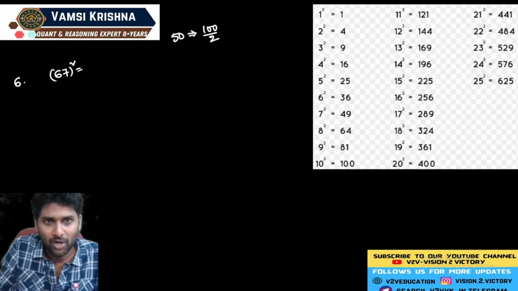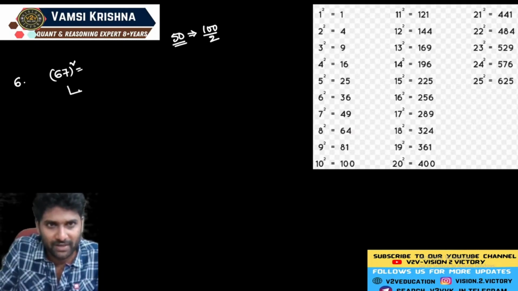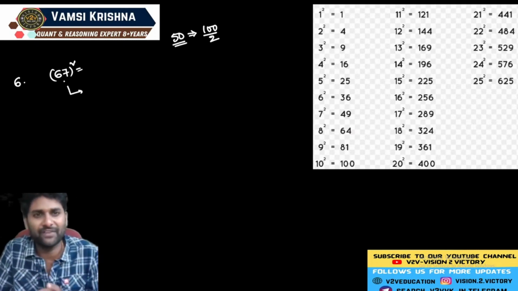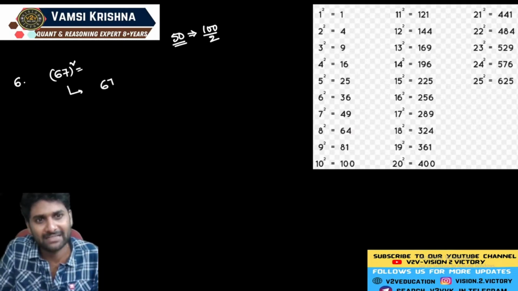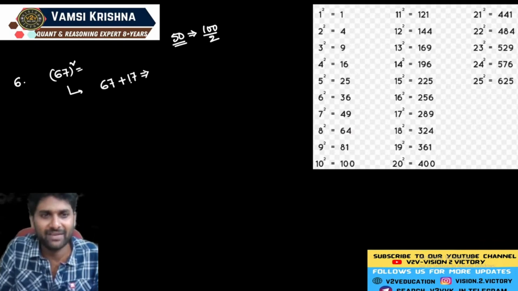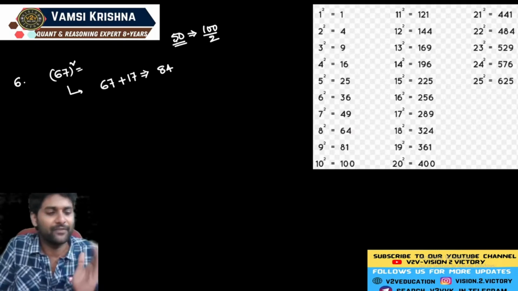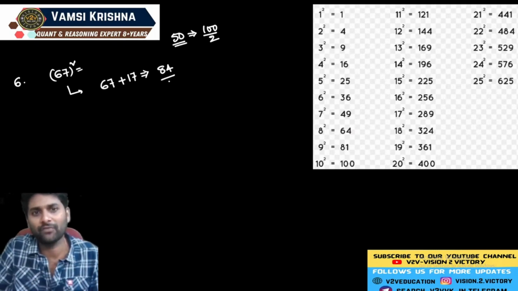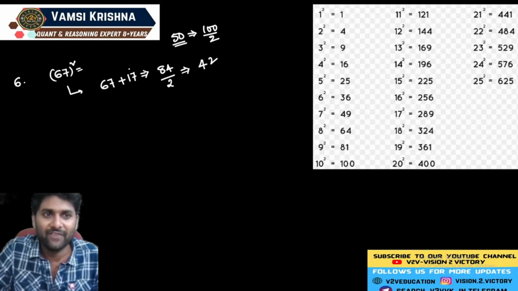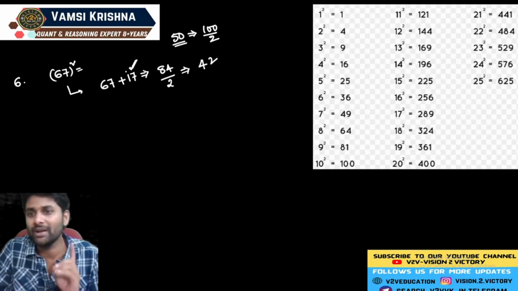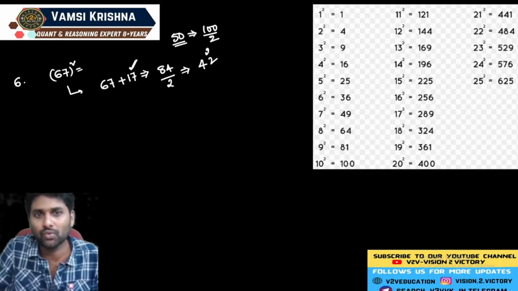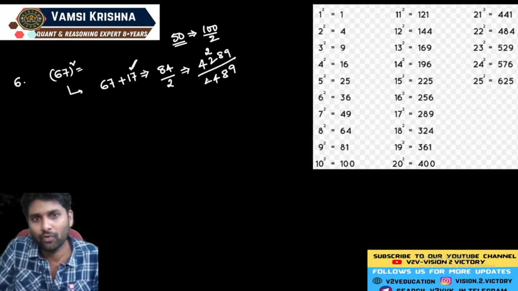Now if you take 50, you already know that 67 is more than 50 by 17 units. Add that number: 17 units is added to 67, and it becomes exactly equal to 84. Now you already know that 50 means half of 100, so take half of the number. Half of 84 is equal to 42. Now we are adding 17 units, and you already know that 17 square is equal to 289. Now the final answer is 4489.